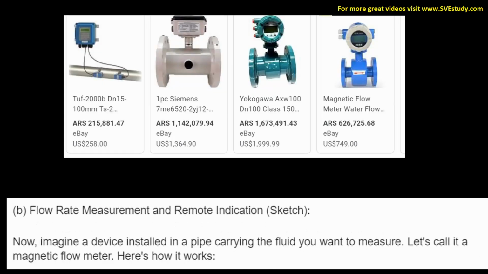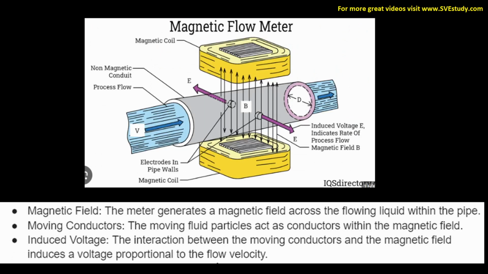B. Flow rate measurement and remote indication. With sketch. Now, imagine a device installed in a pipe carrying the fluid you want to measure. Let's call it a magnetic flow meter. Here's how it works. Let's look at the sketch.